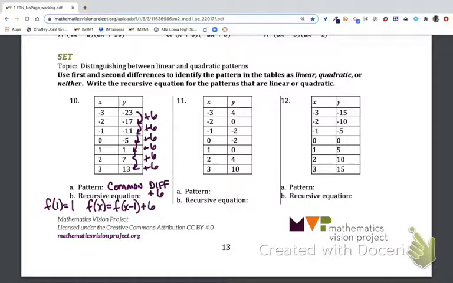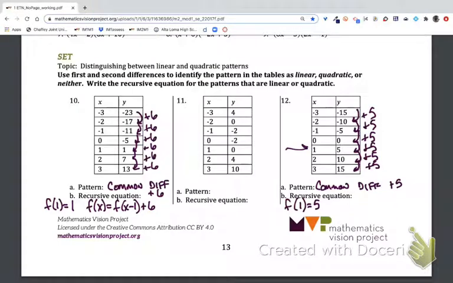For number 12, same thing. We're going to look for a step pattern, and we can see that each time it's adding 5 to the previous term. We can say that it is a common difference of positive 5. The recursive equation, well, our first term is 5, if you notice here. And to get any next term, we would take the previous one and add 5 to it.